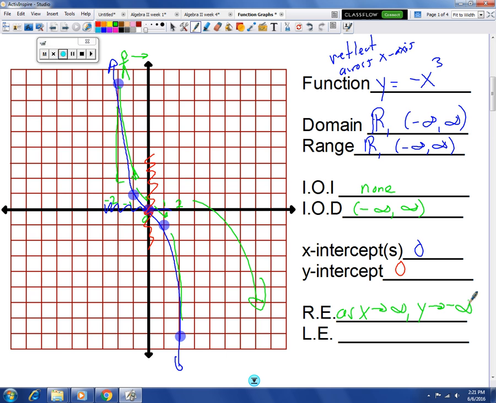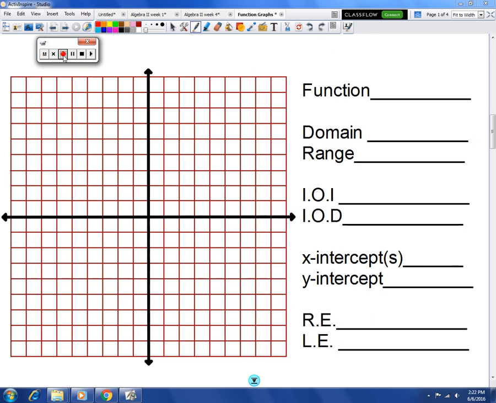What's happening when you go left? Okay, it's sweeping up like this. Do that in a different color here, purple. Okay, it's sweeping up. So as x approaches negative infinity, y this time is going up. Okay, just a couple more of these.